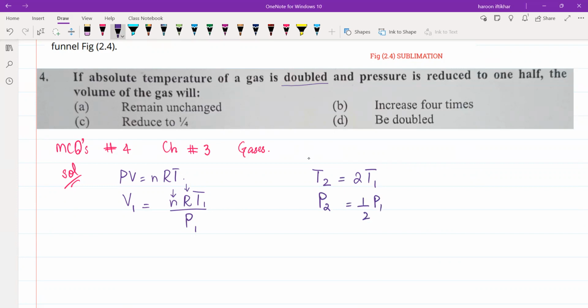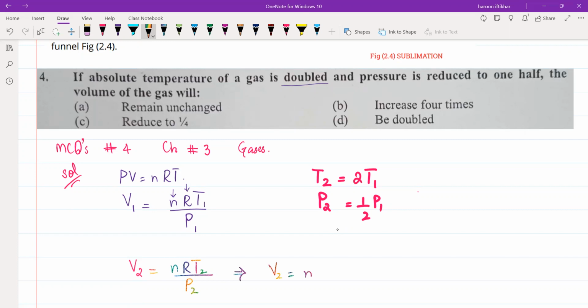That's the simplest way to write the equation, to manage this equation or to put the values in this equation. Now you'll see that by doing this, we will put the values in V2, the new volume. So we can write the new volume as nRT2 divided by P2. Now T2 is 2T1 and P2 is equal to 1 by 2 P1.